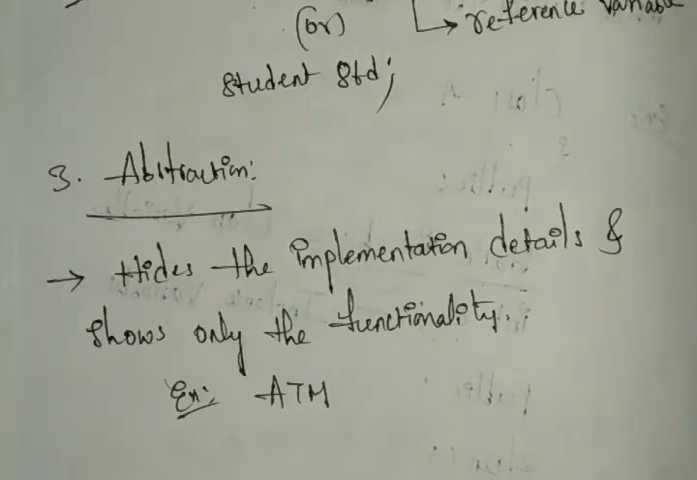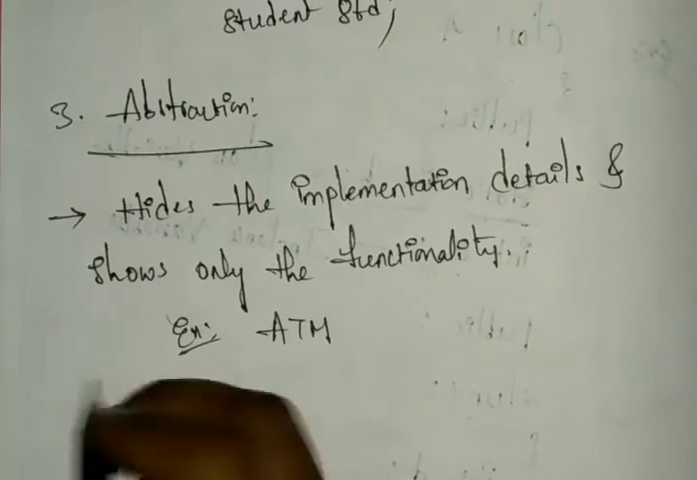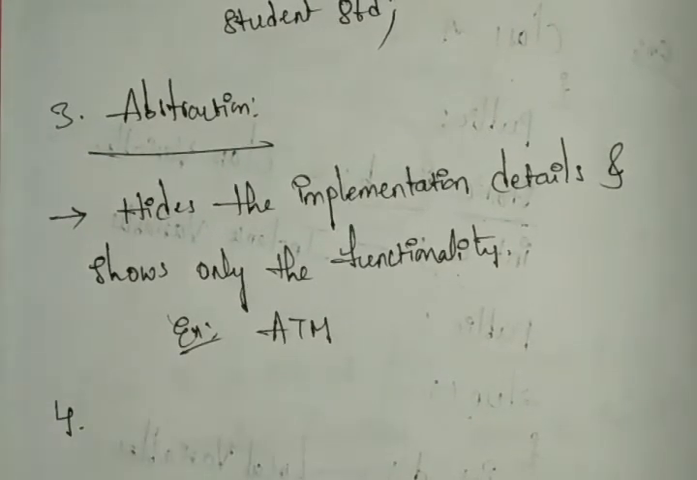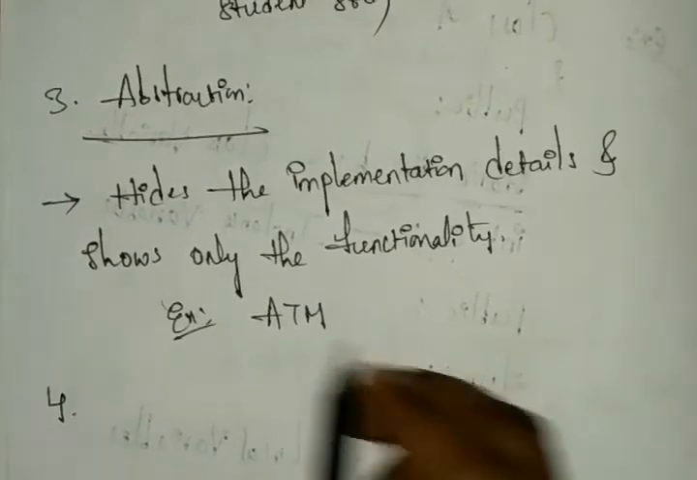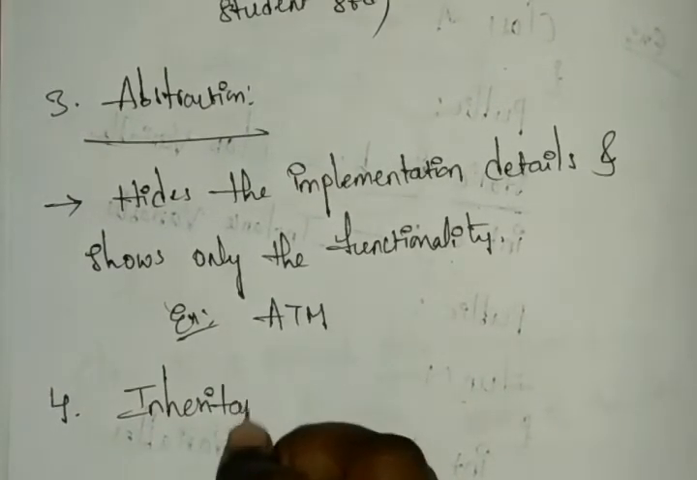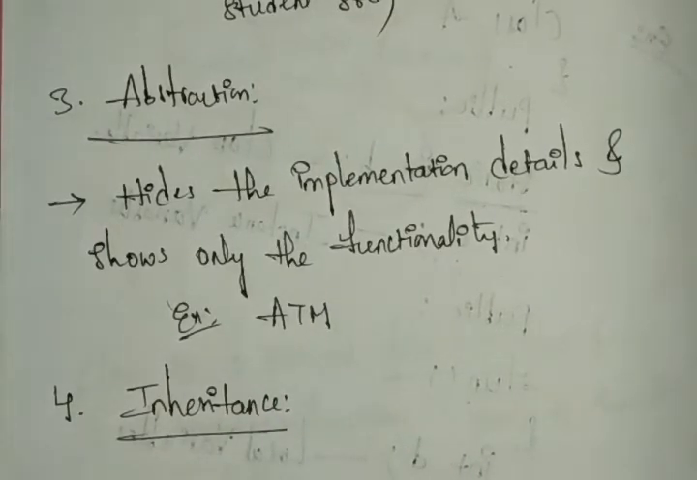Like that, for example, you can take the ATM. It performs whatever the user enters, but it does not show the implementation process. That's it. And next we have the fourth one, inheritance. Inheritance is nothing but parent and child class types.